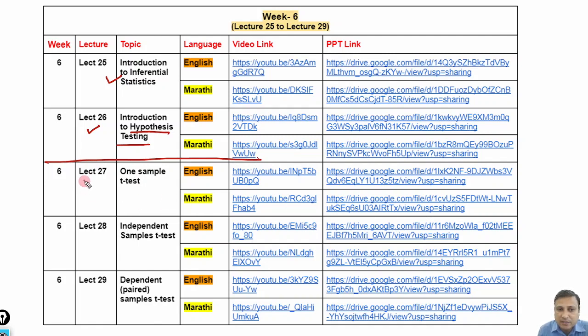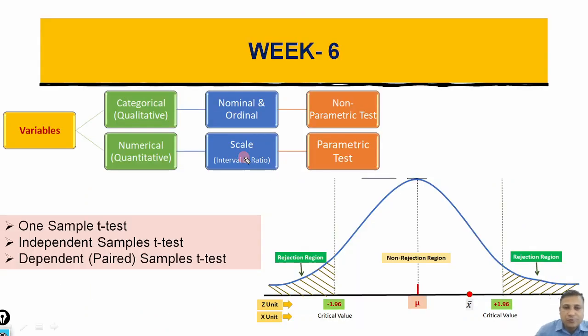Then from lecture number 27 onward, we started actually demonstrating the hypothesis test. So in lecture number 27, lecture number 28 and lecture number 29, we performed the t-test. More specifically, one sample t-test, independent samples t-test and dependent paired samples t-test. So the objective of week number 6 was to make you all familiar with hypothesis testing, and more specifically we performed a few parametric tests: one sample t-test, independent samples t-test and dependent paired samples t-test.